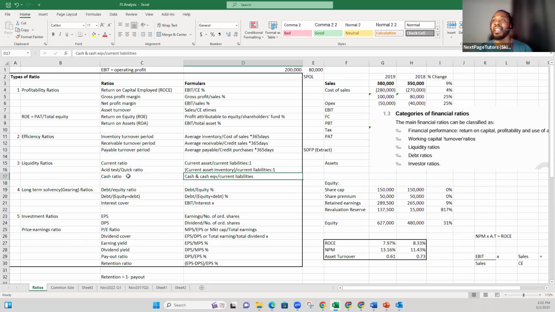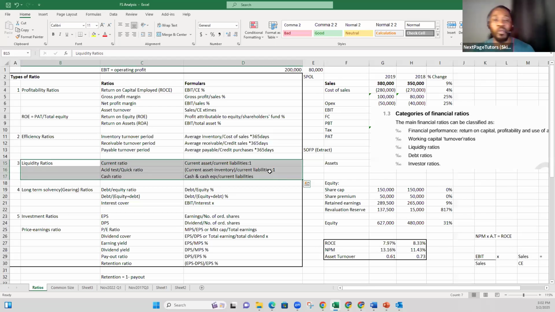So I will say liquidity. We've already mentioned earlier that liquidity ratios measure how you are able to meet your short-term obligation, and the most common ratios under this are current ratio and acid test or quick ratio, and then a very rare one you can also have is cash ratio. What does this really measure? Current ratio is just looking at your current assets versus current liability, and you can express this in ratio 1.